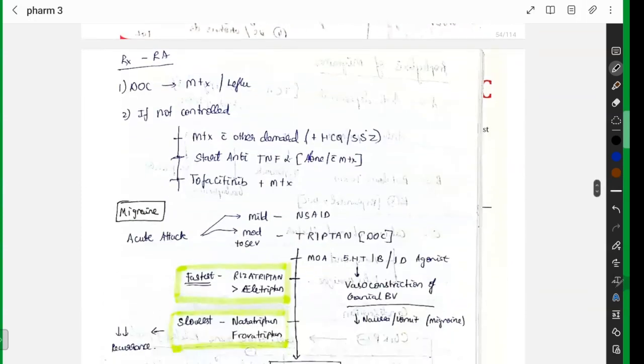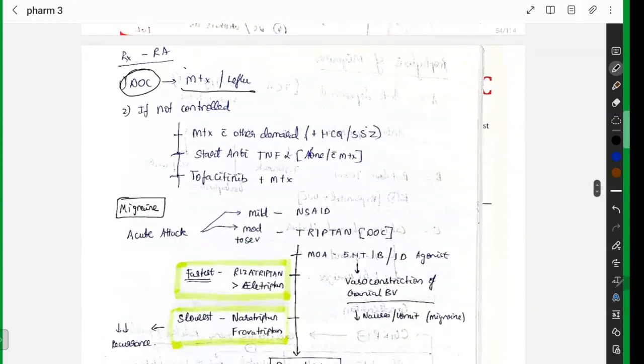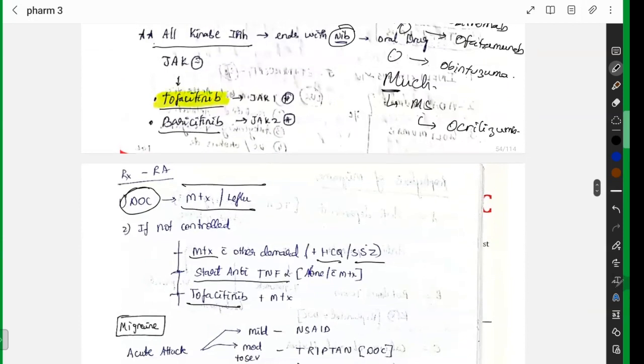So what is the treatment of choice in rheumatoid arthritis? First, you are going to go for methotrexate or leflunomide. When it is not controlled, go for methotrexate with hydroxychloroquine or sulfasalazine, and you can also start anti-TNF alpha or tofacitinib with methotrexate. With this, we are completing all your NSAIDs and autacoids. So this autacoid group of drugs is also over.